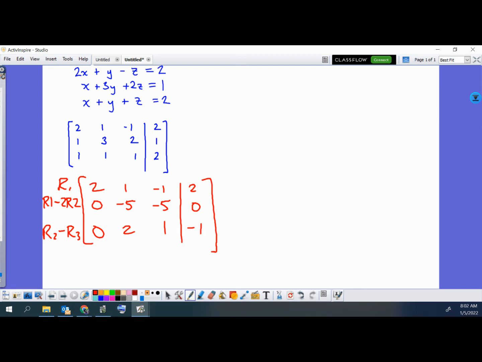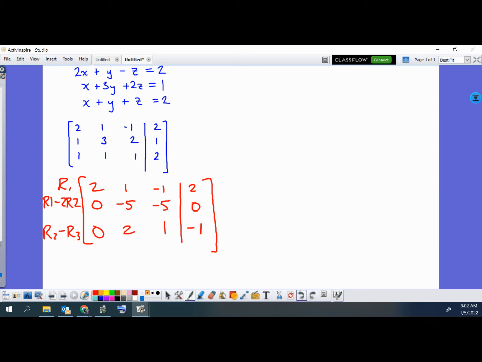Okay, now what I have is a 2 by 2 system. What I mean by that is this bottom 2 rows here represent 2 equations, and both of them have 0 for x, so that means they just have y and z. You can now solve that as a 2 by 2 system, right? But I'm going to keep going with the matrix.